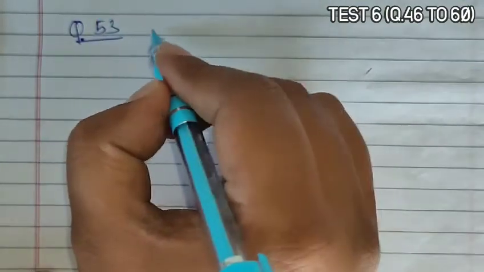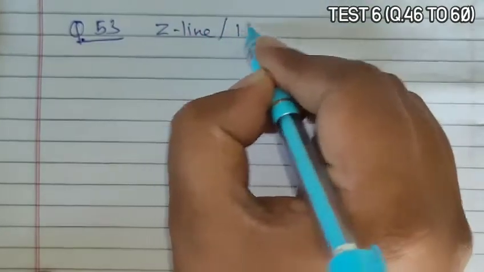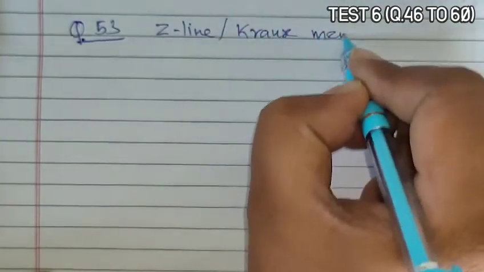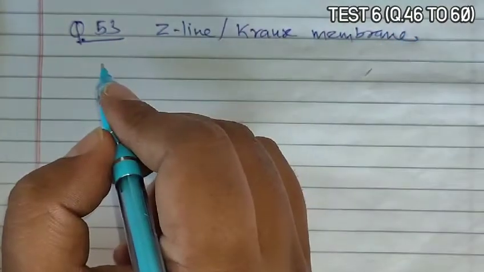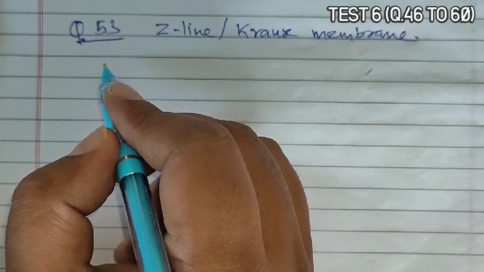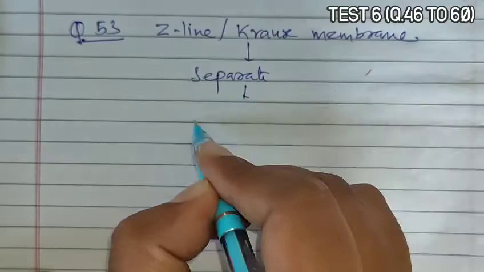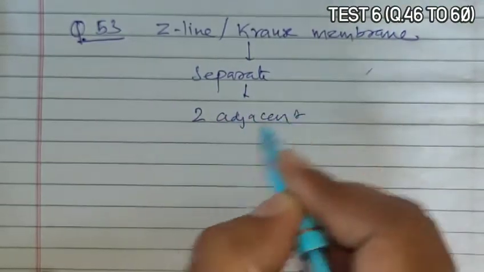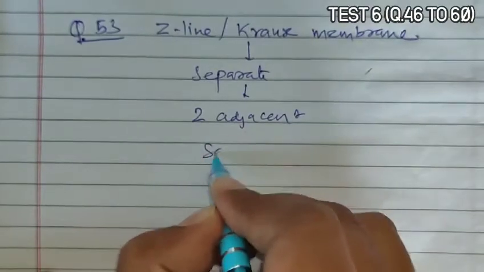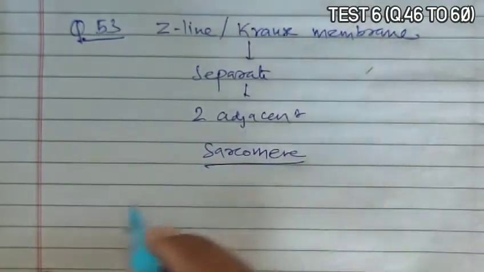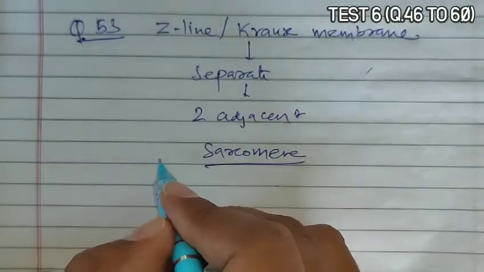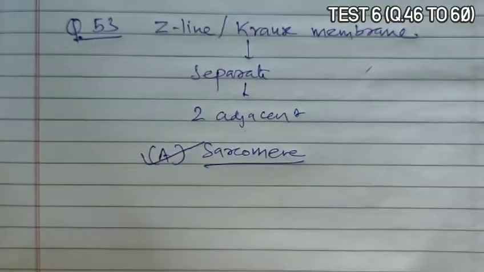Now next is question 53. Question 53 asks that Krause's membrane, or Z line, is a structure in the myofibril which separates two adjacent sarcomeres, which are defined by the Z line. So option A becomes the correct answer.